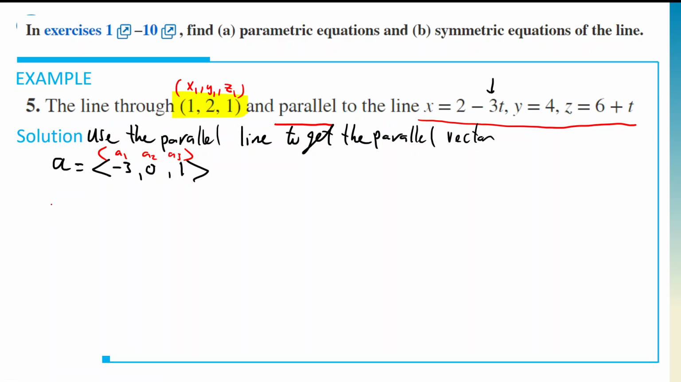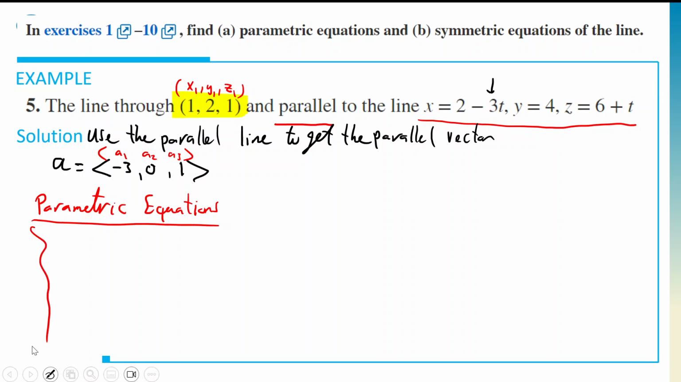Just go back to case number 1. So what are the parametric equations? Again, for the parametric equations, we'll start with the point, this is the a. So parametric equations: x equals 1 minus 3t, y equals 2, it's 0, so it's only 2, z equals 1 plus 1t. These are the 3 equations as parametric equations.